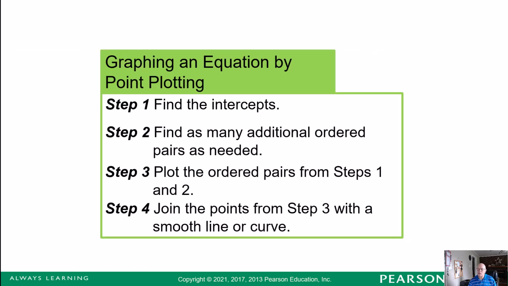Now if you want to graph the equation, this makes it easy. First find the intercepts. What does that mean? Real quickly, the intercepts are where the x is 0, and you'll have to find the y, and where the y is 0, you'll have to find the x that goes along with that. Then find some additional points. These are easy because of the zeros.